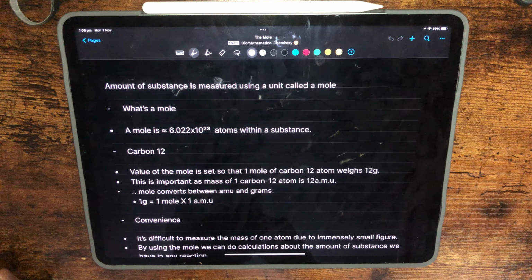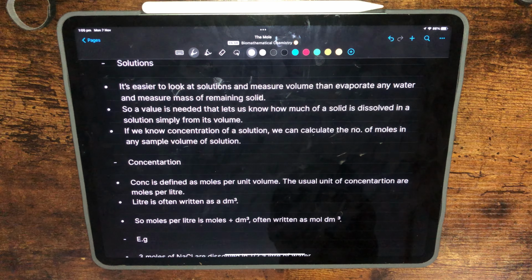All right, concentration. A mole isn't very useful when dealing with liquids or solids. It's easier to deal with the volume of the fluid. So for solutions, it's easy to look at liquids and measure the volume, rather than to evaporate any water and measure the mass of a remaining solid.